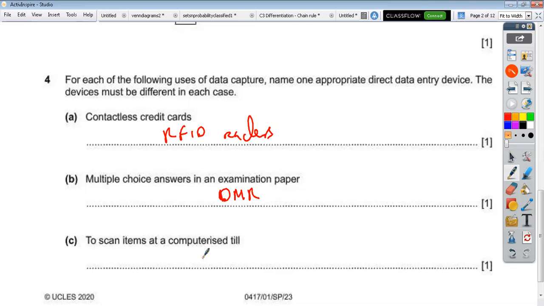You're not reading, eh? But this is general knowledge here. At a computerized till, what do they use? What do they use in shops to scan your items? Barcode.